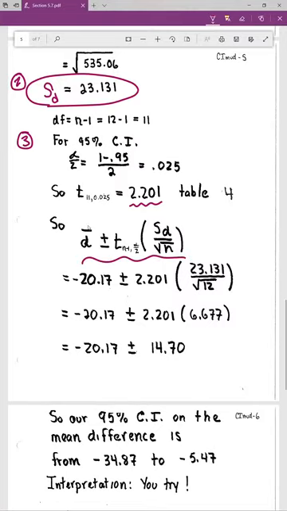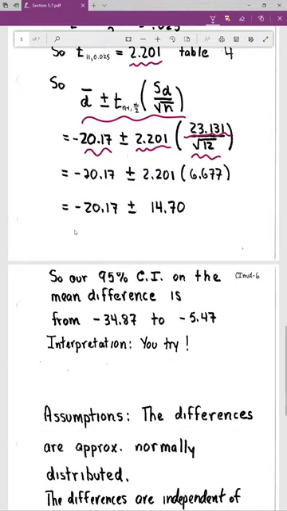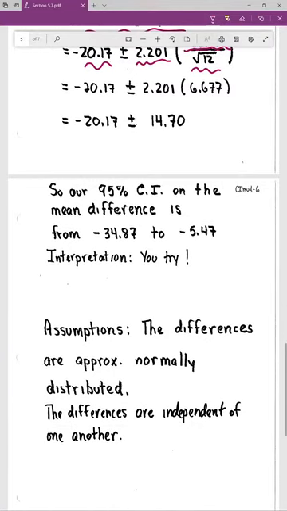So plugging in our average of negative 20.17 plus or minus our critical value of 2.201, our calculated standard deviation divided by the square root of our sample size. From here, we can simplify to have negative 20.17 plus or minus 14.70. And this means that our 95% confidence interval for the mean difference is from negative 34.87 to negative 5.47.